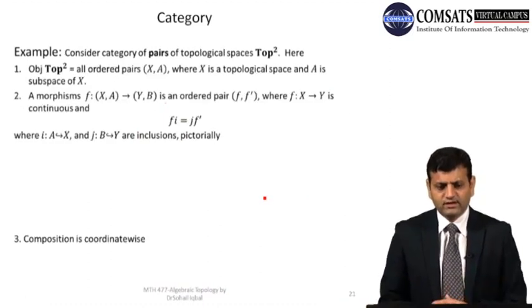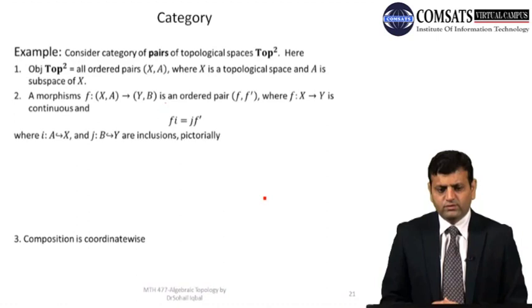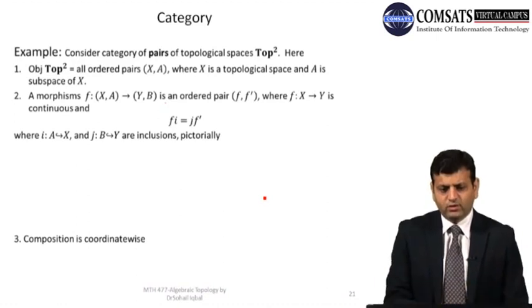So let's consider a relatively non-trivial example. Consider the category of pairs of topological spaces. So what are the objects? The objects are all ordered pairs (X, A), where X is a topological space and A is a subspace of X. A morphism from (X, A) to (Y, B) is an ordered pair (f, f'), where f from X to Y is continuous, and this relation is satisfied, where i and j are inclusions.